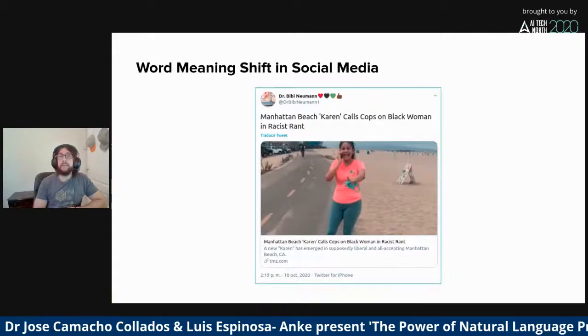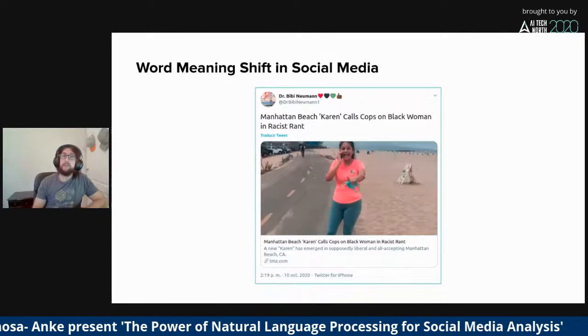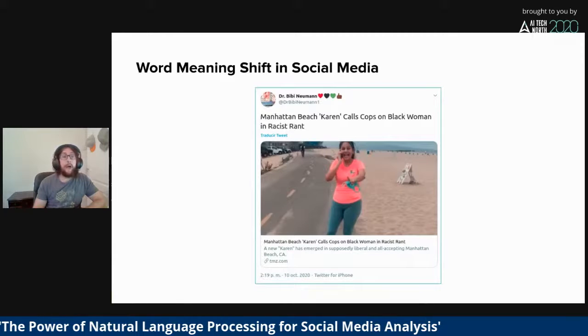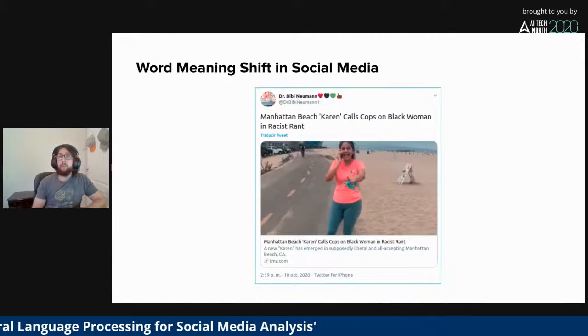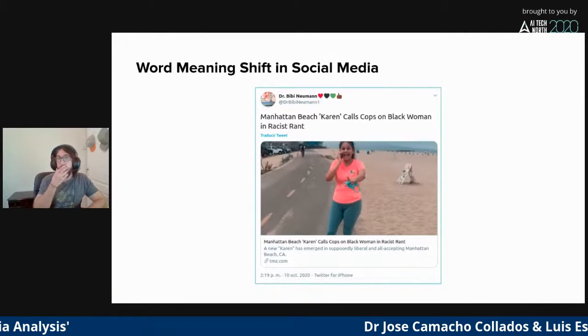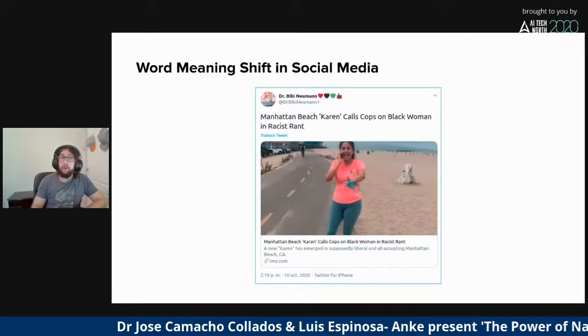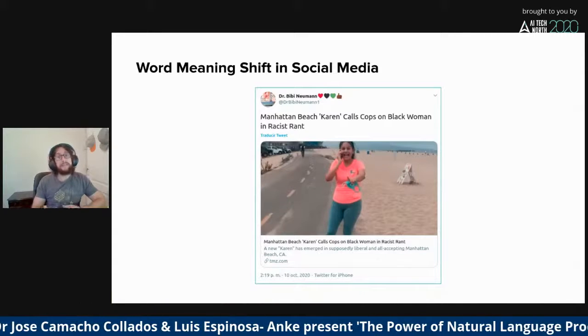Another example is the use of the word Karen, which at the onset of Black Lives Matter became a word to refer to, well, a prototypical white female in her 40s, 50s with racist attitudes. And this is something that happens a lot, no? And sometimes these new meanings stick.